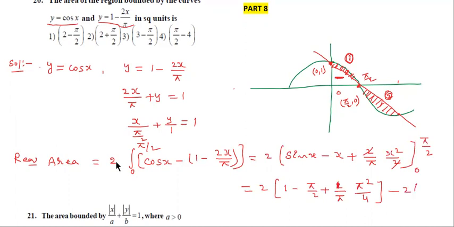Minus the lower limit, 2 into those are all 0 only. Here pi cancels. Then what will come? 2 into 1 minus pi by 2 plus pi by 4, that is minus pi by 4. So multiply with 2: 2 minus 2 into pi by 4, that is pi by 2. This is the answer, 2 minus pi by 2. Students, which option is correct? First option is correct.